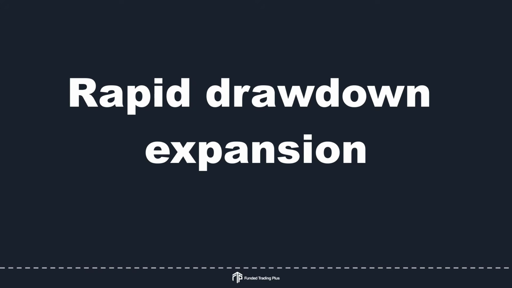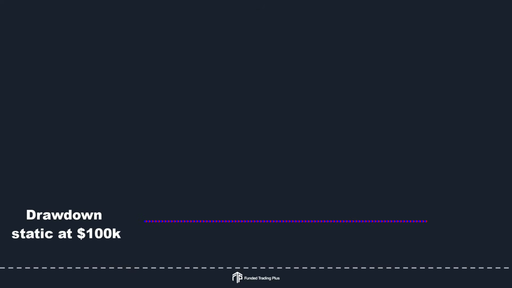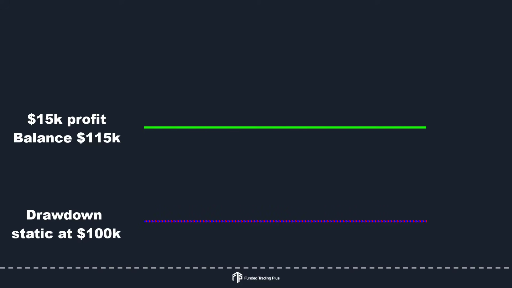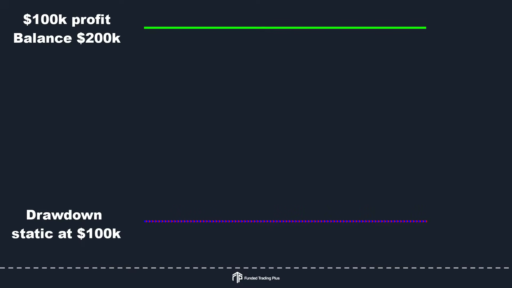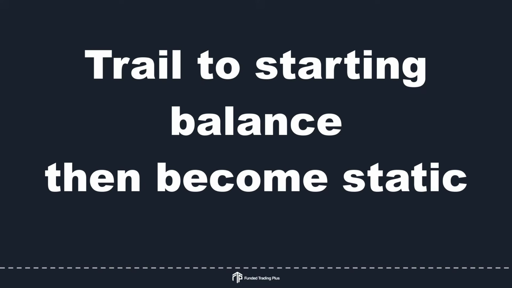Example 3. Rapid drawdown expansion. Now your drawdown has reached the starting balance and becomes static. It rapidly increases well beyond the initial account drawdown. If you make $15,000, 15% of profit, your account balance will be $115,000. However, because your drawdown is static, it remains at $100,000. If you make $100,000, 100% of profit, your account balance will be $200,000. However, your drawdown once again remains at 100k because it is turned to static. So in summary, the overall drawdown will trail to the starting balance where it then becomes static and never move again.